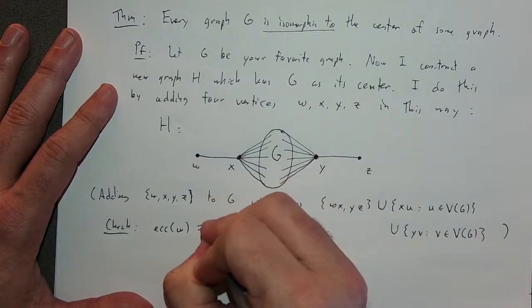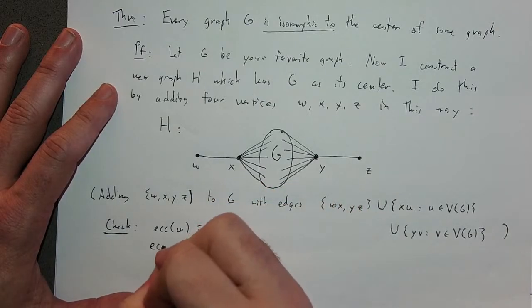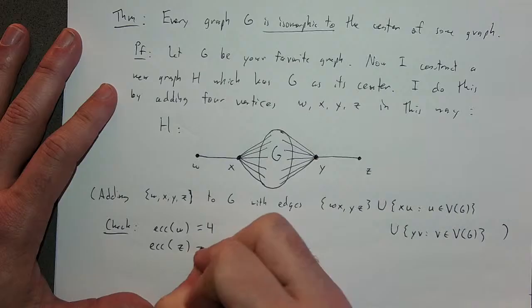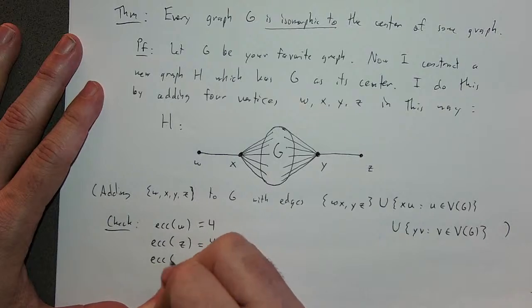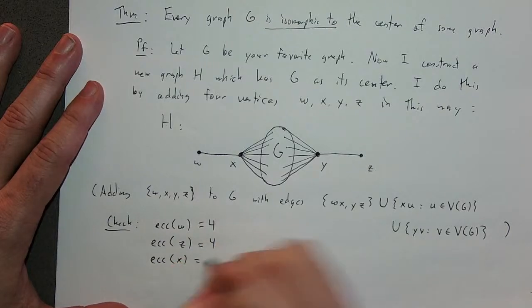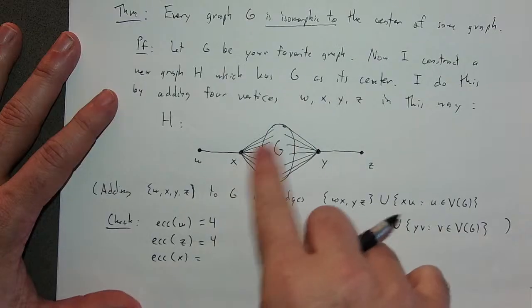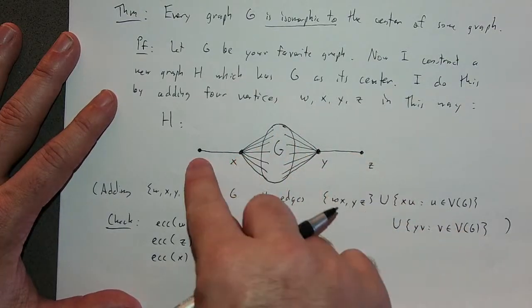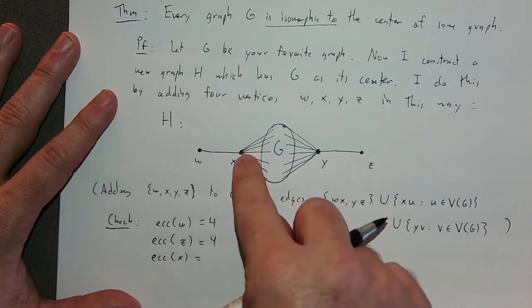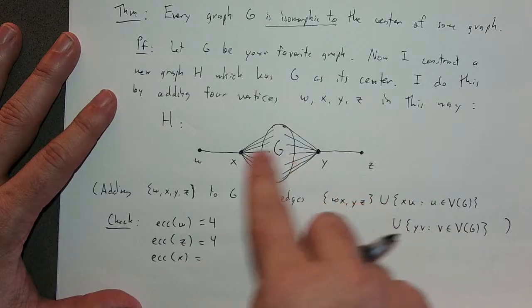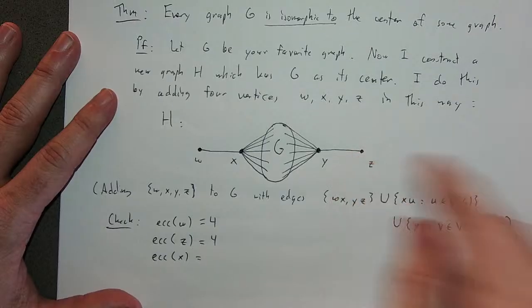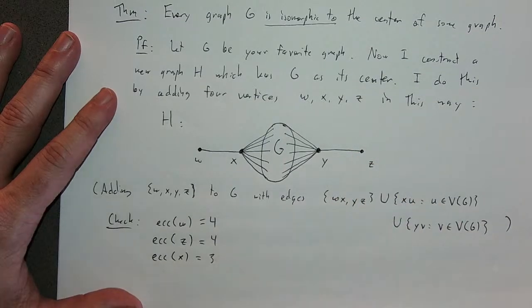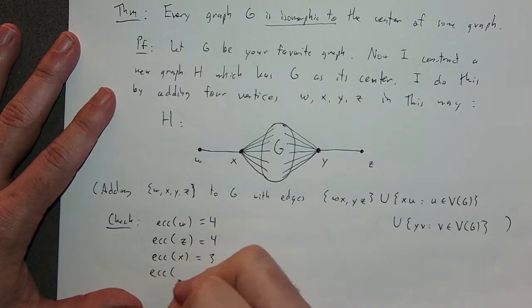So the eccentricity of W is 4. Similarly, the eccentricity of Z is 4. The eccentricity of X is 3, because X can go to W in 1 step. X can go to any vertex in G in 1 step. X can go to Y in 2 steps. X can go to Z in 3 steps. That's it. 3 is the only thing here. And similarly, the eccentricity of Y is also 3.